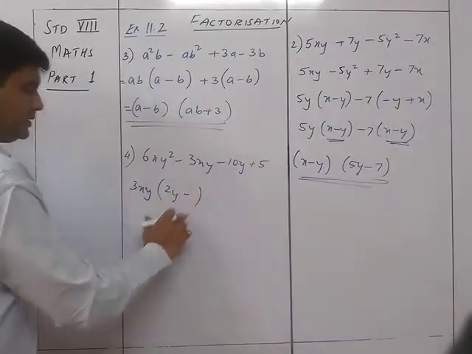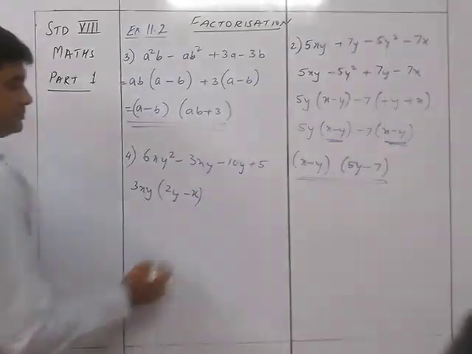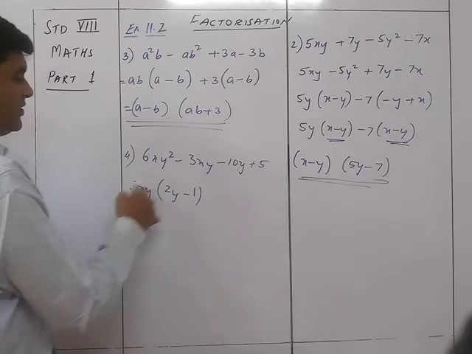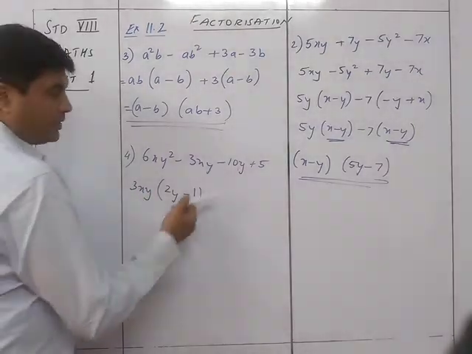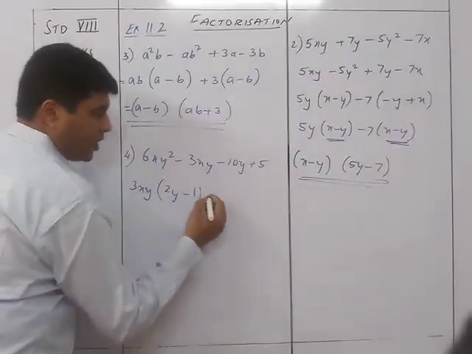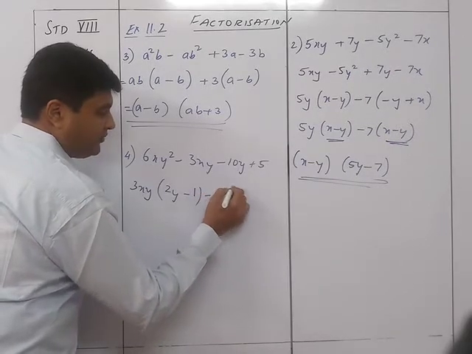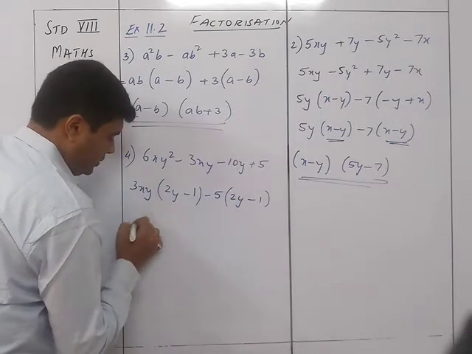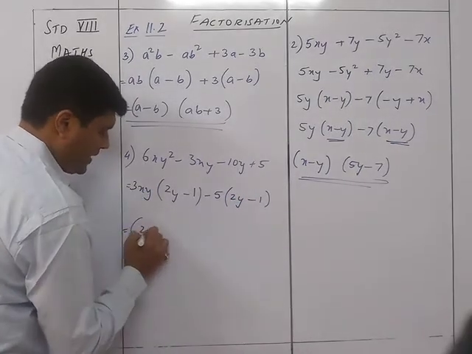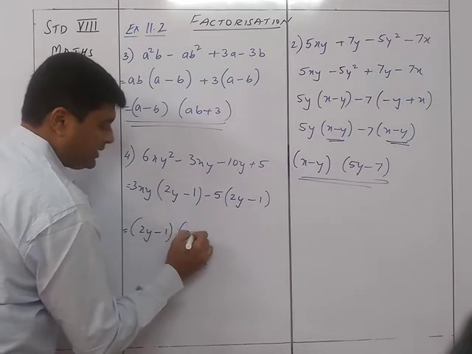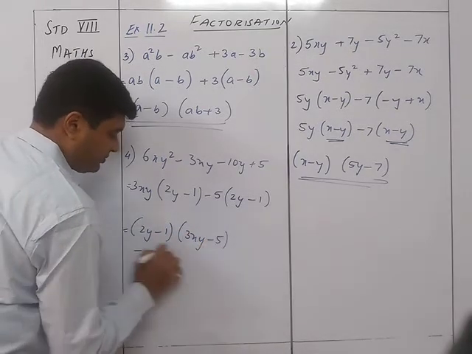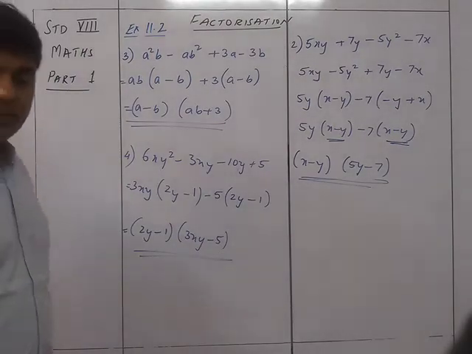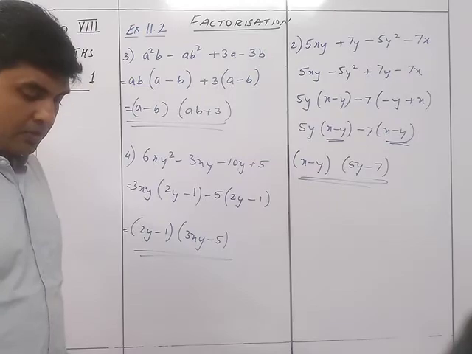No, nothing else will remain. 2y minus 1 will remain. The whole 3xy has been taken out. So 1. Here what is going to happen? 5 is going to come common. So minus 5, what will remain is 2y minus 1. So again 2y minus 1 is common. 3xy minus 5 is the answer. So this was sum number 4. Clear?